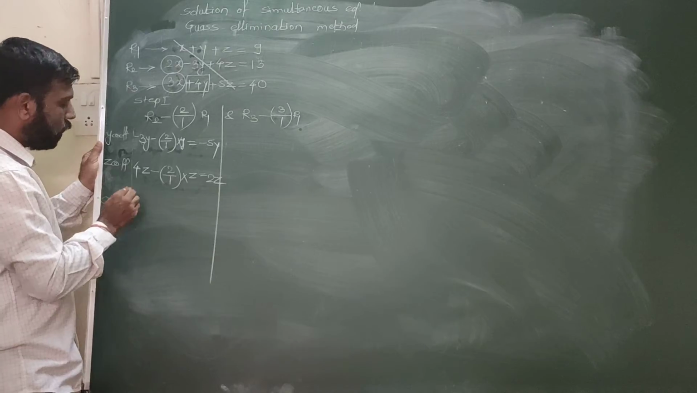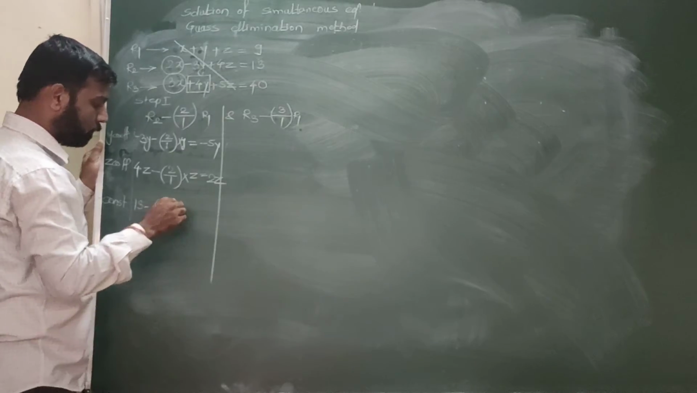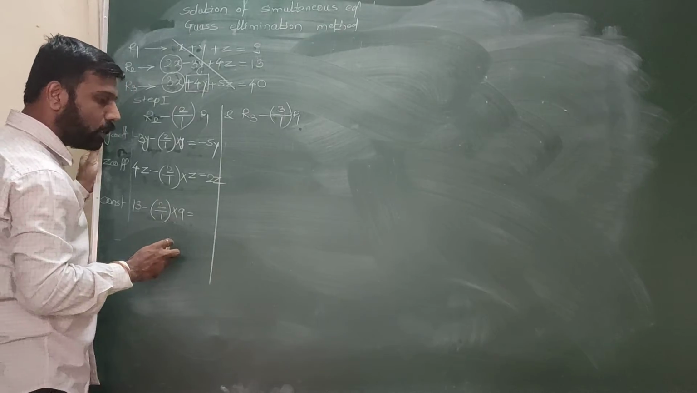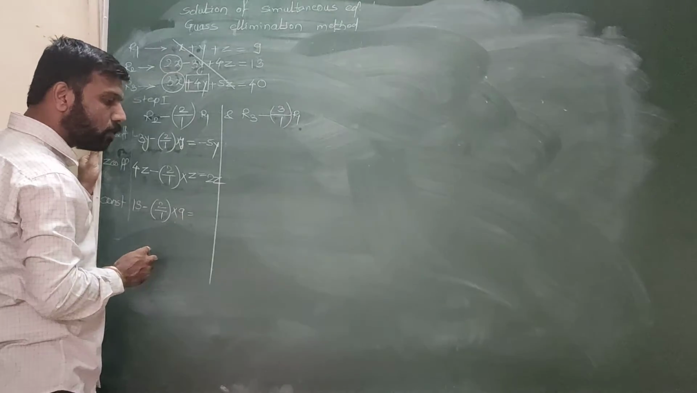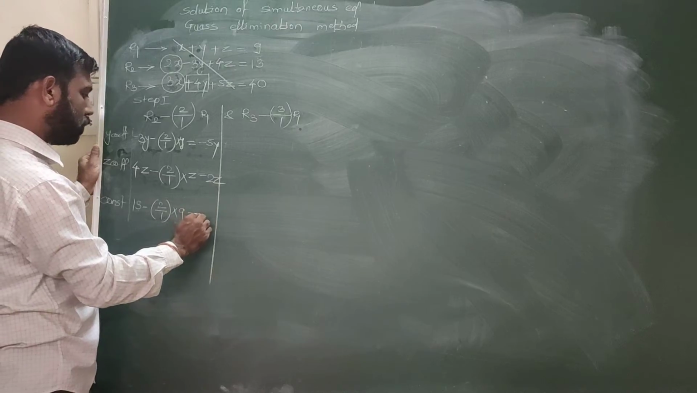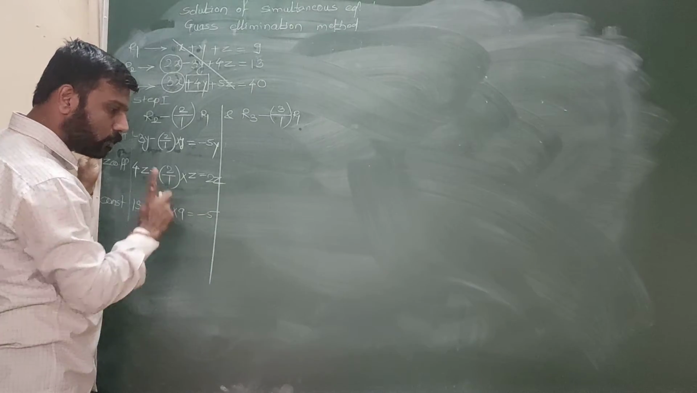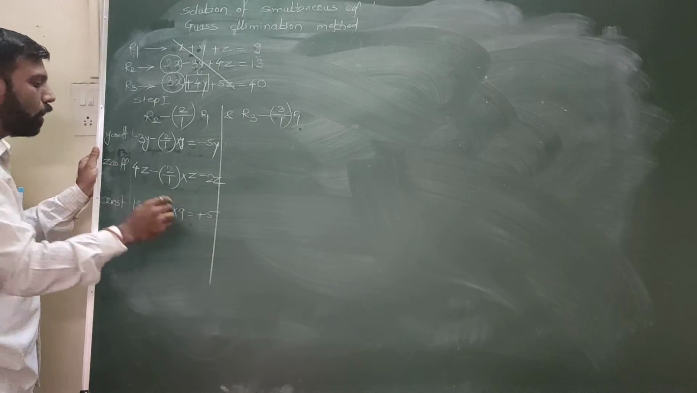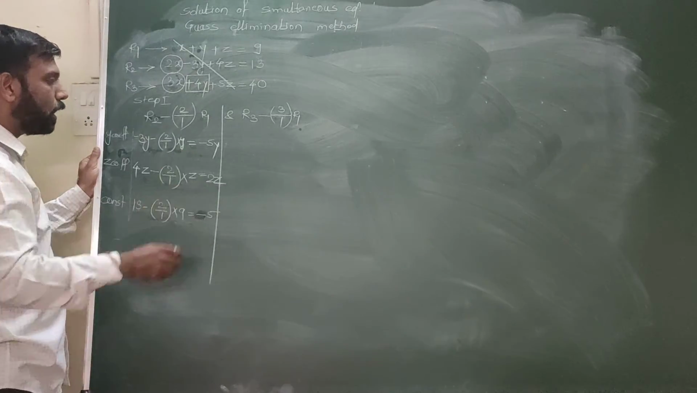Last, the constant in the second row: 13 minus 2 by 1 times its constant 9. That gives minus 5y plus 2z equals minus 5. Actually 9 into 2 is 18, so 13 minus 18 is minus 5.